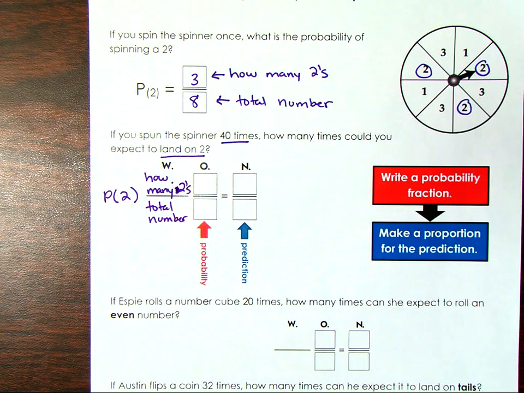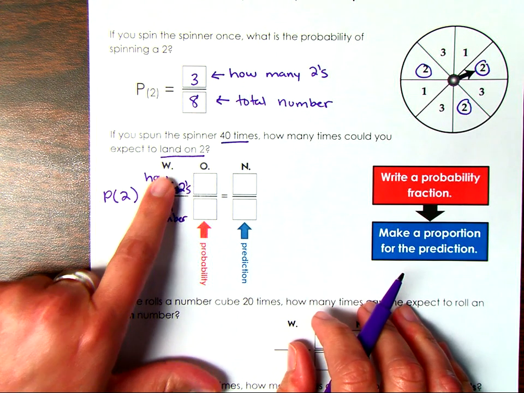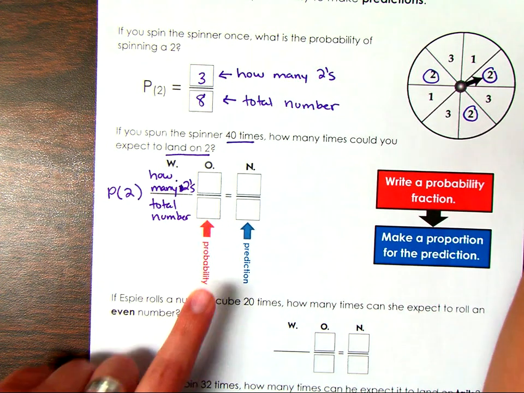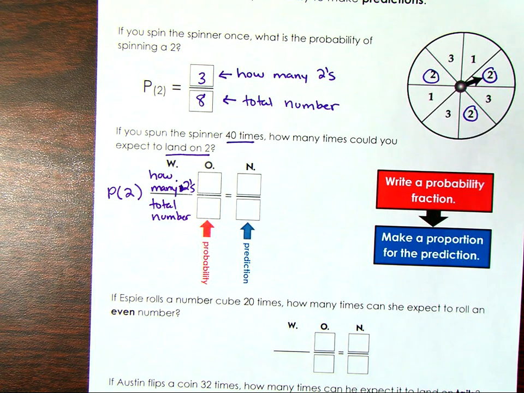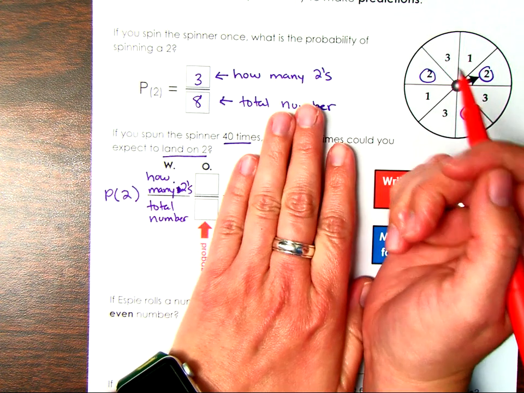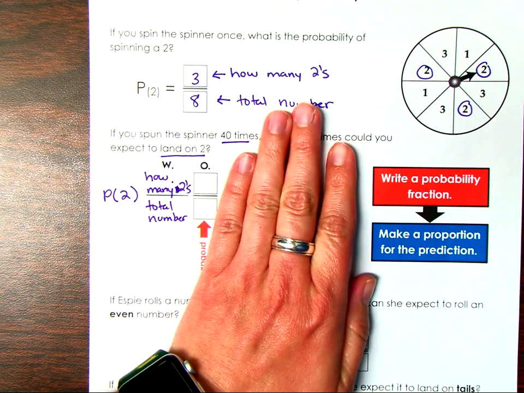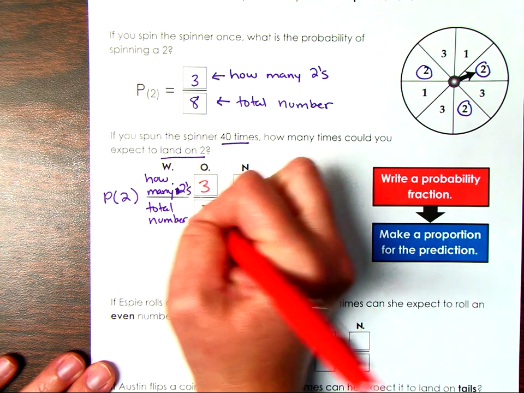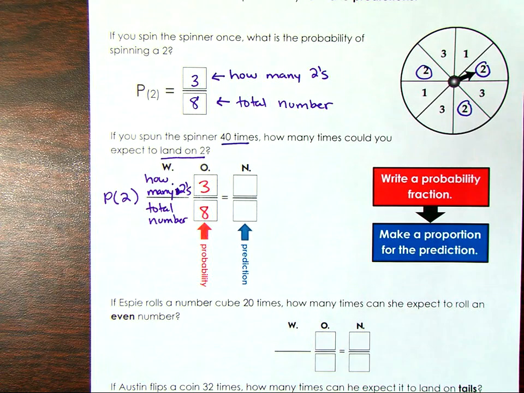Okay? So in case you forgot about this one table, it's a proportion. So in words, what is being compared? The original ratio is the probability as a fraction. That's what we already figured out. So my original ratio is based on the picture, what I have seen. So what should happen is I should land on a 2, 3 out of 8 times.